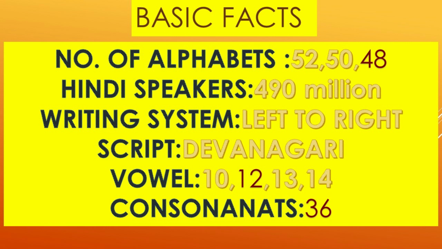Number of alphabets: 52, 50, 48, disputably. Hindi speakers: 490 million. Writing system: left to right, as you write English. Script: Devanagari. Number of vowels: 10, 12, 13, 14. Consonants: 36. Now whatever they taught us in school, that is what I am going to teach you here.